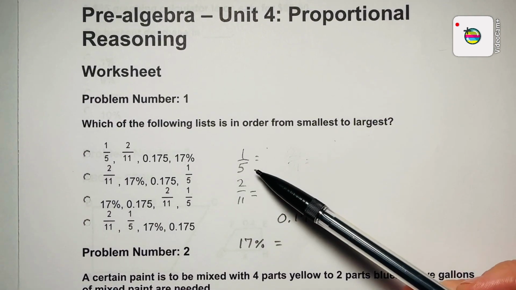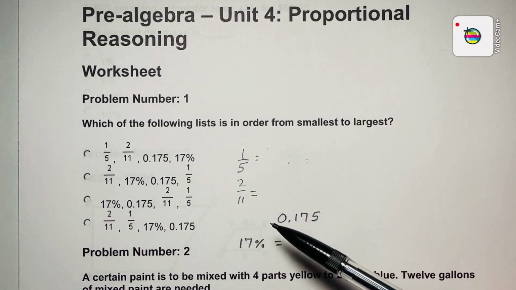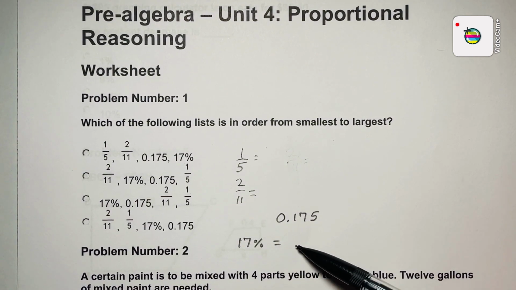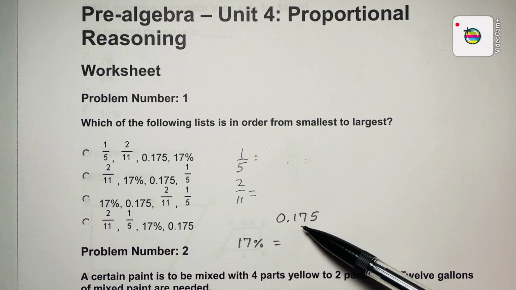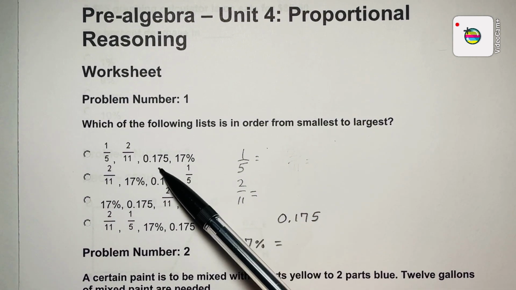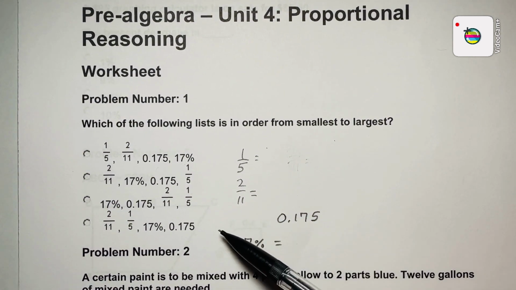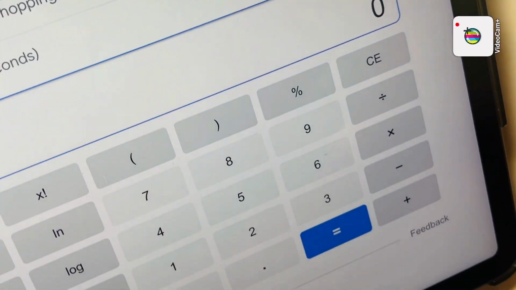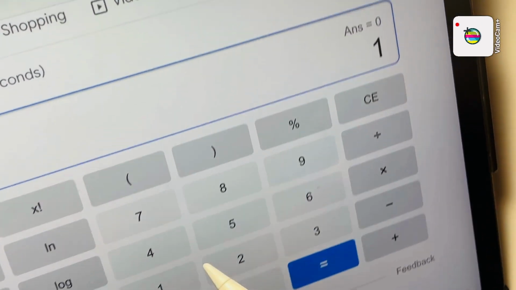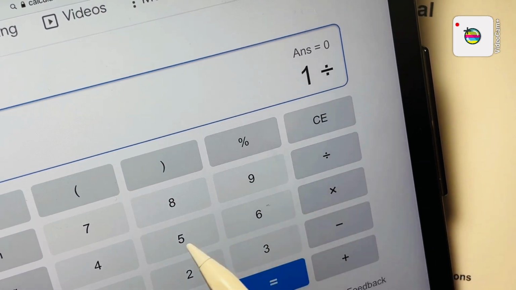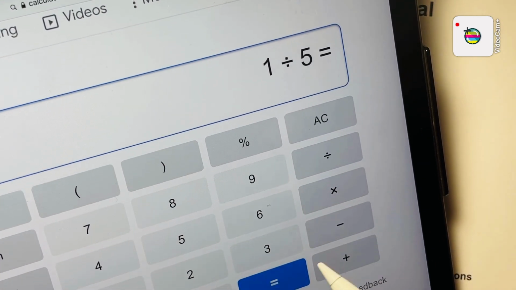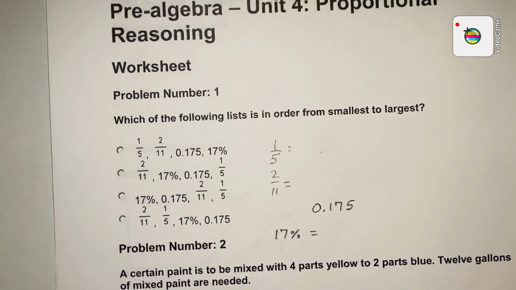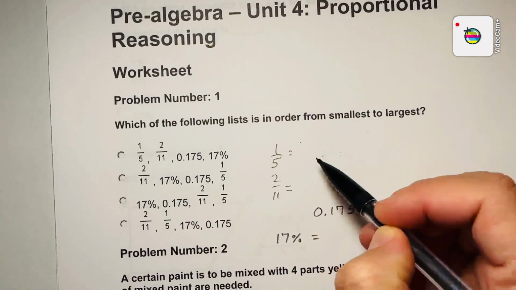Okay, so first I want you to write out each fraction and even the percent, and we're going to show how to change this to a decimal. And then this is already in decimal form, so we didn't have to convert it. To change fractions to decimals, all you do is divide the numerator 1 by the denominator 5, and the decimal for 1/5 is going to be 0.2.